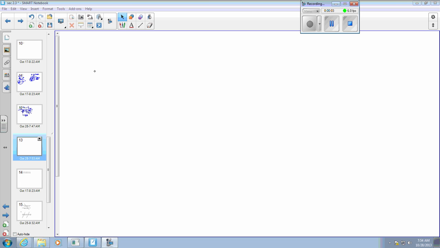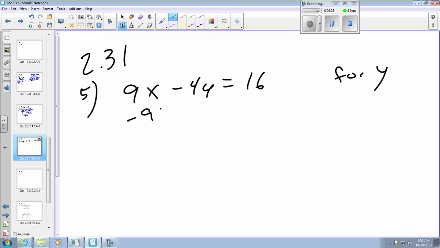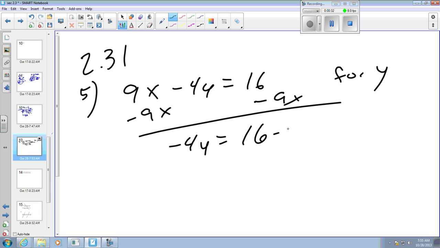Let's take a look at section 2-3, day 1, number 5. It says we're going to have 9x minus 4y equals 16, and we're going to solve that for y. So I want to get the y by itself. My first step is to subtract 9x from both sides, and I get negative 4y equals 16 minus 9x. Dividing by negative 4, divide by negative 4.